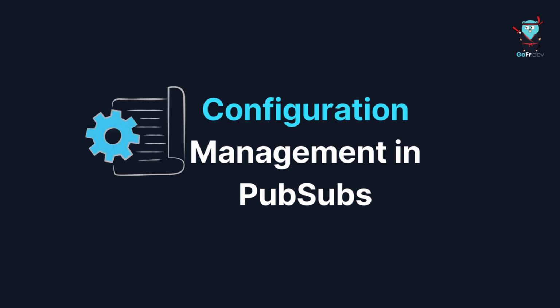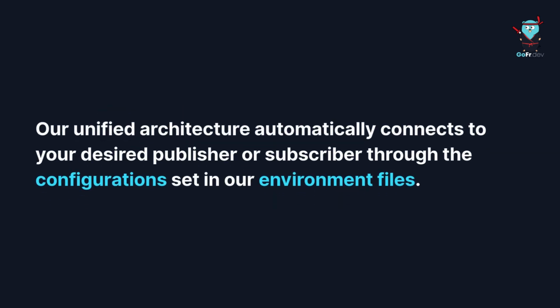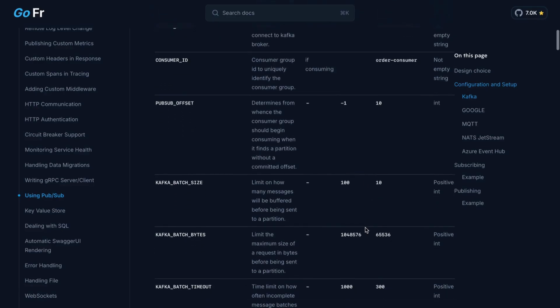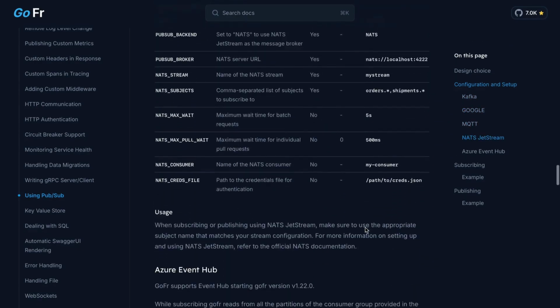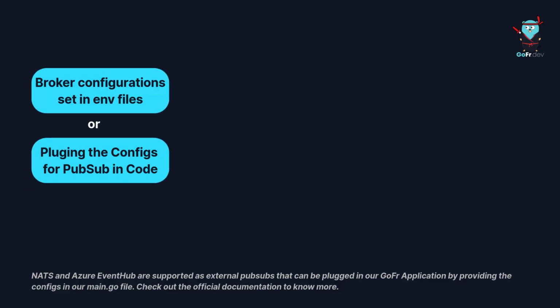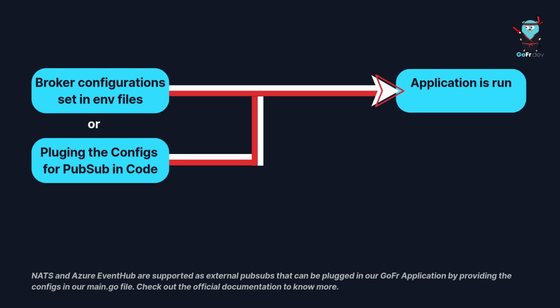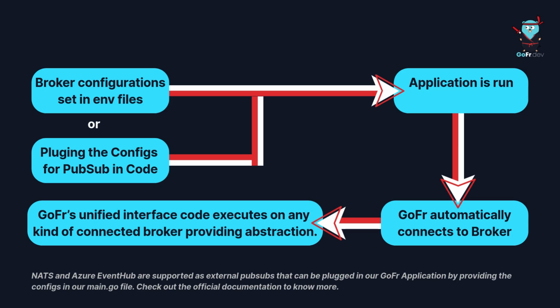So in GoFr, we manage connections to the desired brokers through configs in our environment files. You can find the relevant configurations to connect to any broker that we support on the gofr.dev website. So any PubSub implementation first checks for the configs in the .env file, then connects to the desired broker when the application is run, and executes our written business logic through the specified publisher and broker without us needing to worry about the underlying processes.